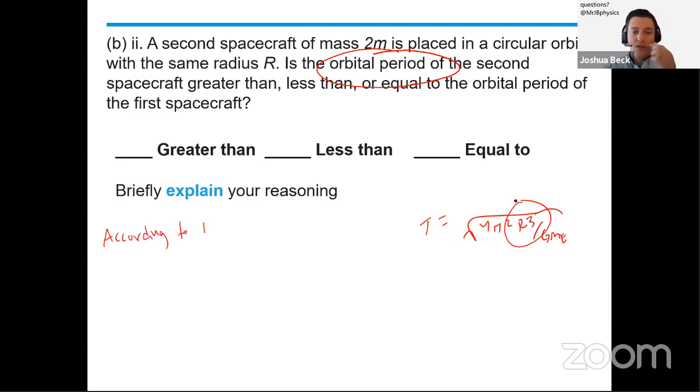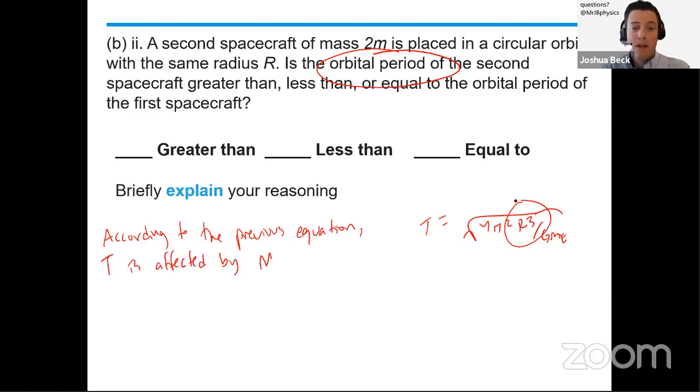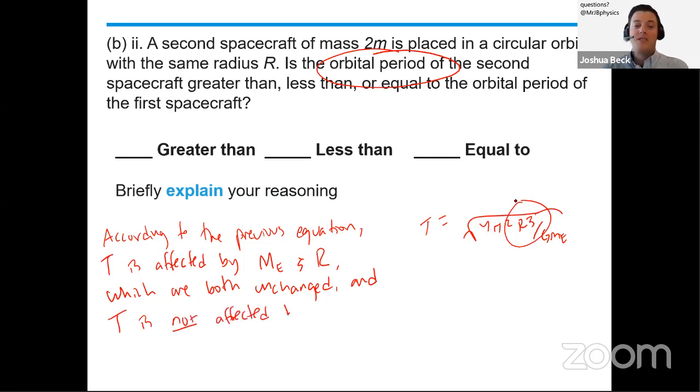So here's my explanation. According to this previous equation, we just derived this equation. Let's use it. T is going to be affected by the mass of the Earth and the radius of the orbit. Both of these are unchanged. So T is not going to be affected by the mass of the spacecraft. So you can double the mass of that spacecraft. It's fine. It's still going to be equal. Period is still going to be equal.